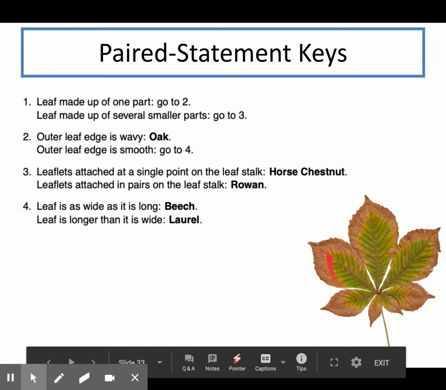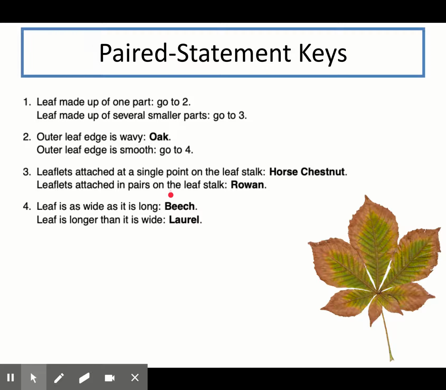So if we look at this plant down on the right-hand side, this leaf here, best thing to do is pause the video and see if you can work your way through from question 1 and see if you can figure out what the name of this is.